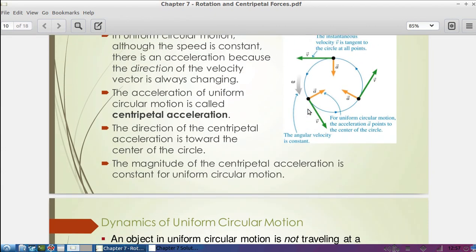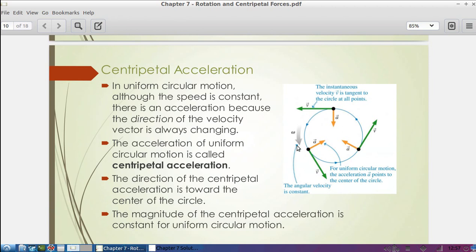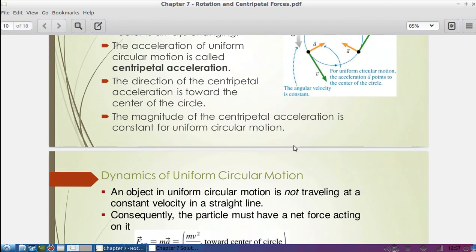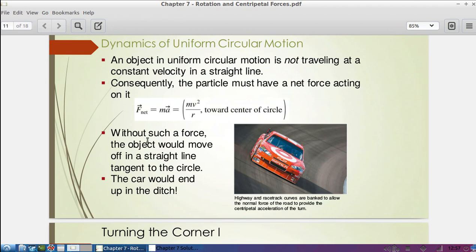So any object that is following a circular path, it may not have an angular acceleration alpha, but it will always have a centripetal acceleration. All right, an acceleration towards the center of the circle, which causes its velocity vector to continue to change direction and keep it on that circular path. Now, how do I accelerate? I have to accelerate when a force is acting on me, right? If there's a net force acting on an object, there's an acceleration on that object.